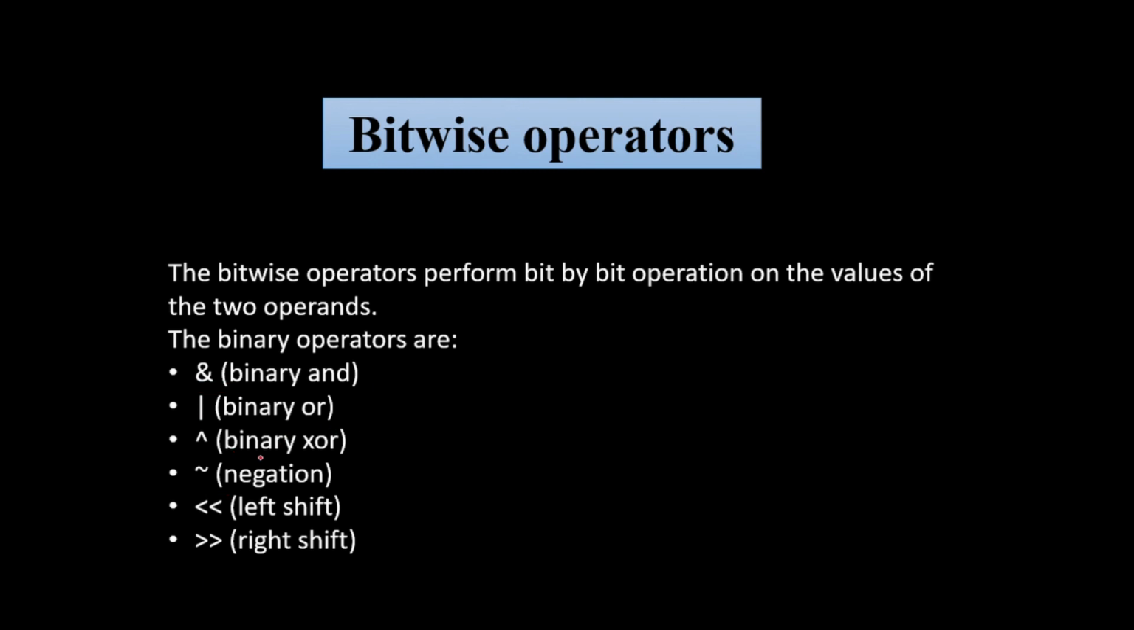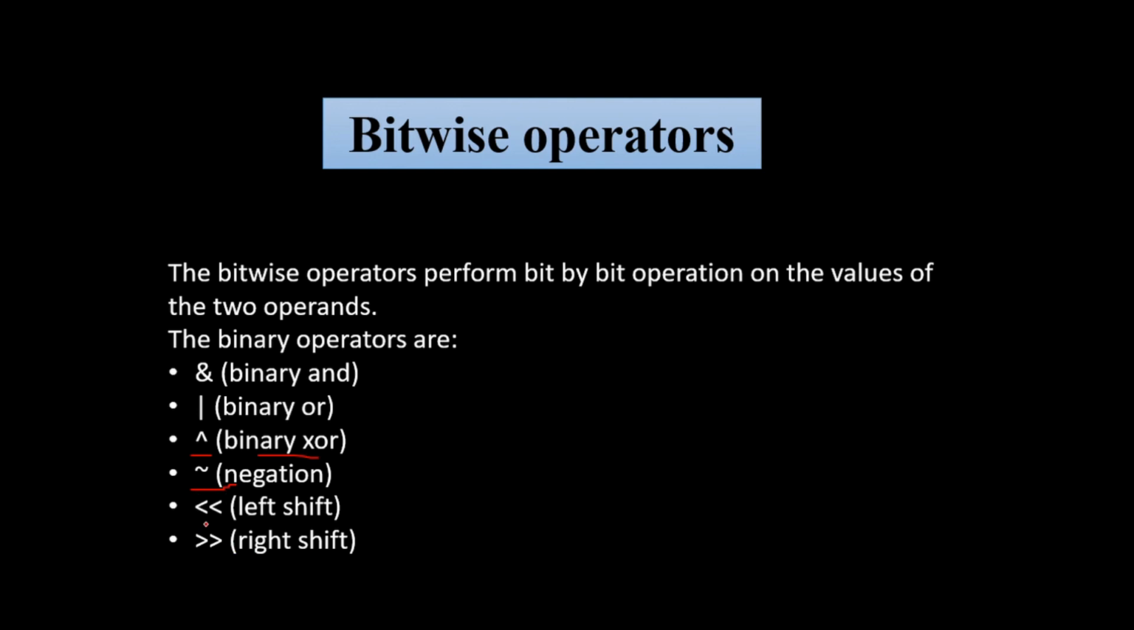So let's see what this binary XOR does. It returns the value 1 only when both the bits are different. If both the bits at the same place are different, then only it will give 1. If they are same, then the answer will be 0. When we talk about negation, it calculates the opposite of a value. If the value is 1, the output will be 0 or vice versa.